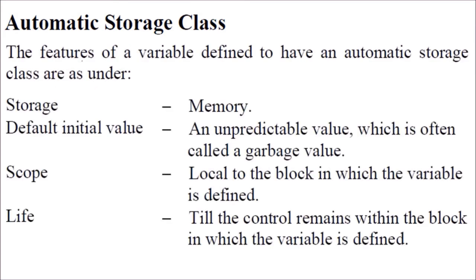As I just told you, we were using this storage class and we were not aware that we were actually dealing with the automatic storage class. So the features are: the storage is in memory. First of all, the variable will be stored in memory. There is no initial value. If you don't provide it, it will be unpredictable. The scope is only limited to the block where this is defined or declared, and the life will again be inside the block.